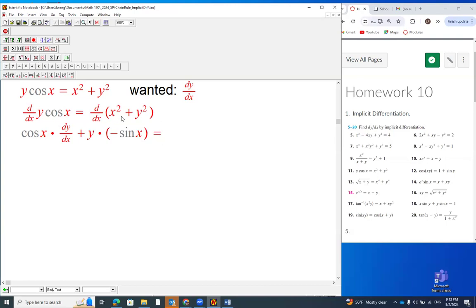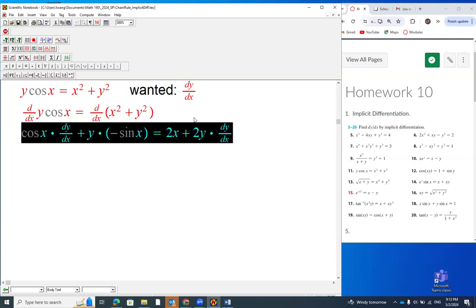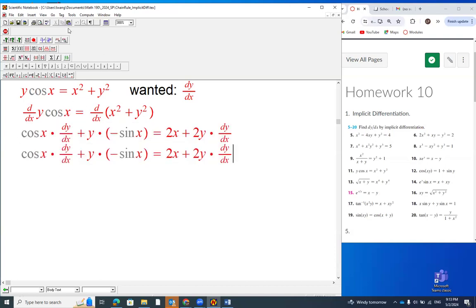On the right-hand side, the derivative of x squared with respect to x is 2x. The derivative of y squared with respect to x is 2y multiplied by dy/dx. Organize the terms a little bit. This is a negative, so we can bring that negative sign to the front, and drop this dot, subtracting that on both sides.